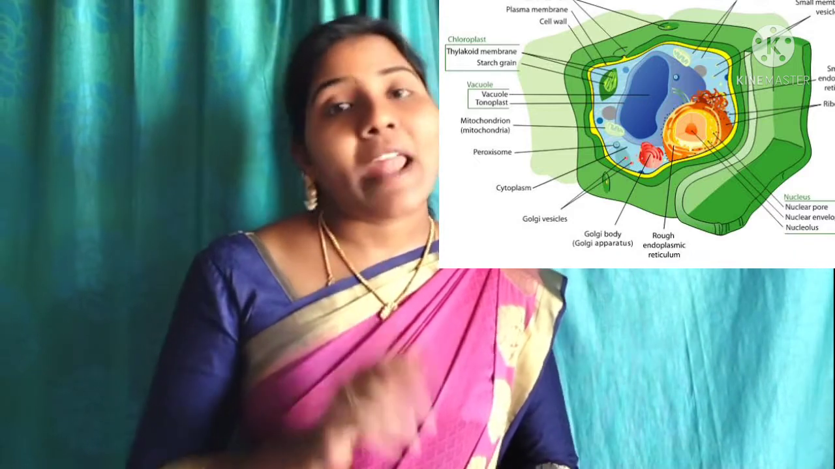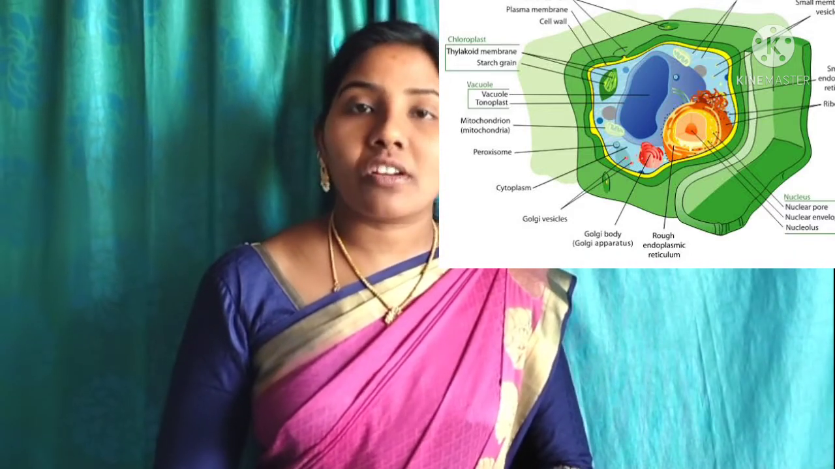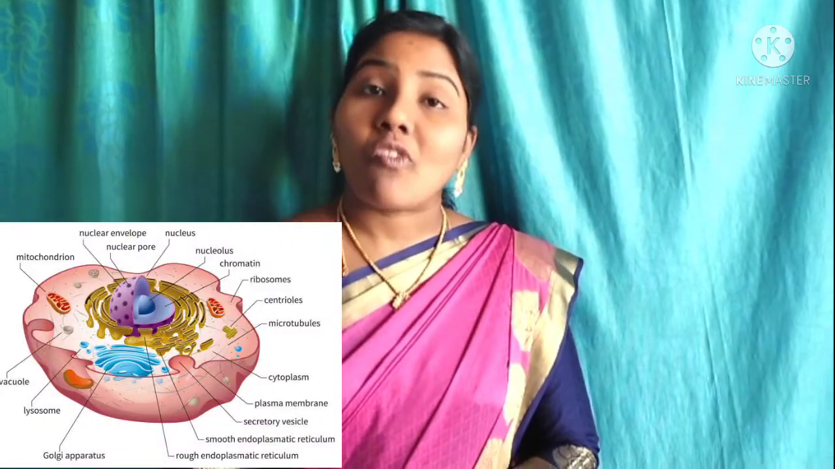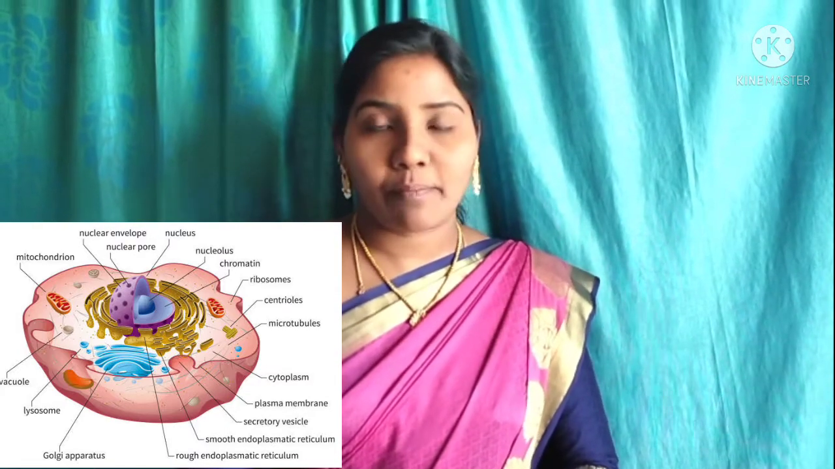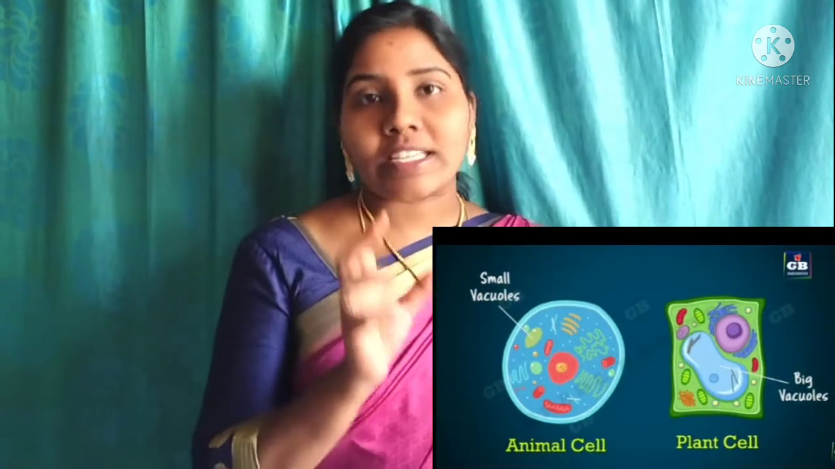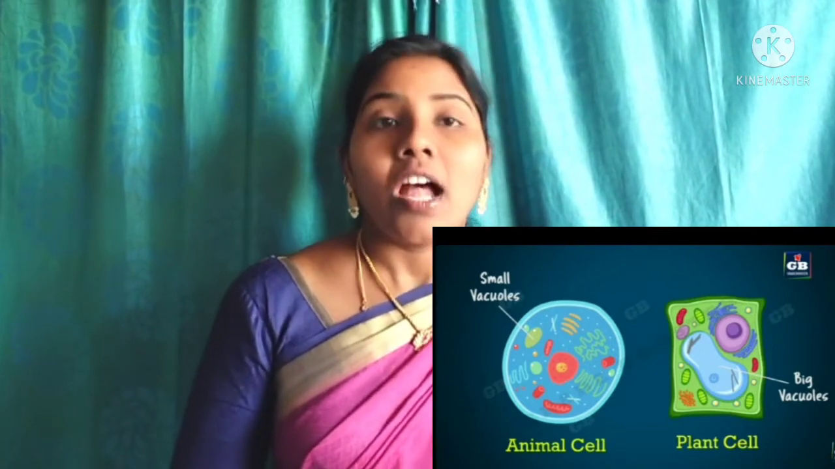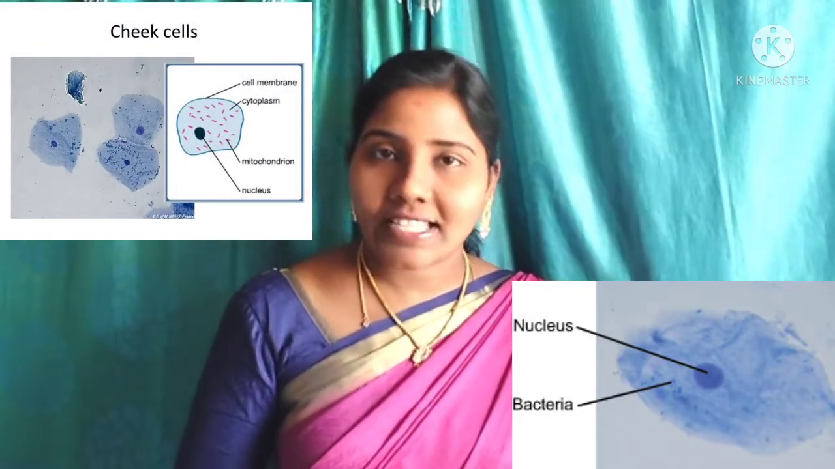In plant cells, the cells are rectangular in shape, while in animal cells, the cells are oval or round in shape. In plant cells, the nucleus is present at the center and the vacuoles are very big in size. In animal cells, the nucleus is present and the vacuoles are very small in size. So, at the end of this activity, we can observe the dark colored spots as the nucleus.